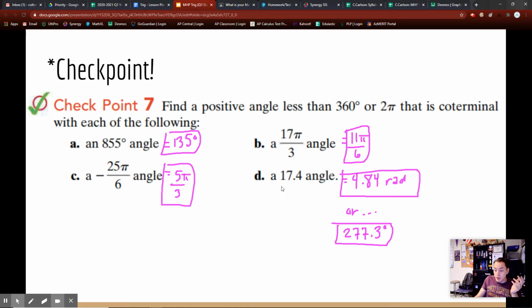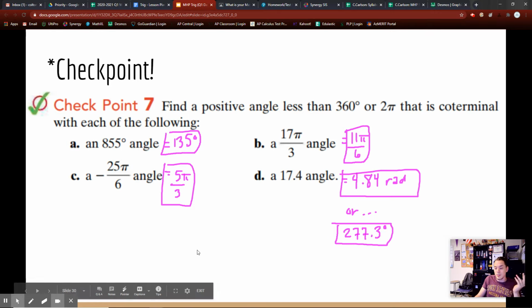So these are the coterminal angles. Notice how I have radians here because this is a radian. Remember, if it doesn't have a degree symbol, it is automatically radians. Just because it has a pi does not mean it's radians. If it doesn't have a degree symbol, that's what it means to be radians. Okay, and I also gave you the degrees there just for good measure. Get it? Good measure? Ha ha ha ha.